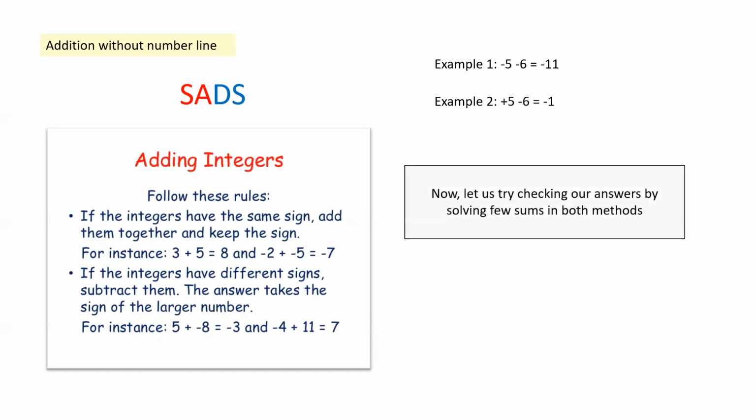Now let us try checking our answers by solving a few sums in both methods. So when you have to practice integers, right? Everything related to integers, it is best to practice and do it in both methods so that you can verify your answer. So let us start off with the first question. Minus 4 plus 3. So here these numbers have different signs. So we're going to use the DS rule, that is different subtract.